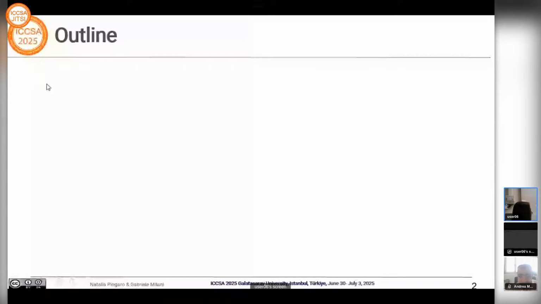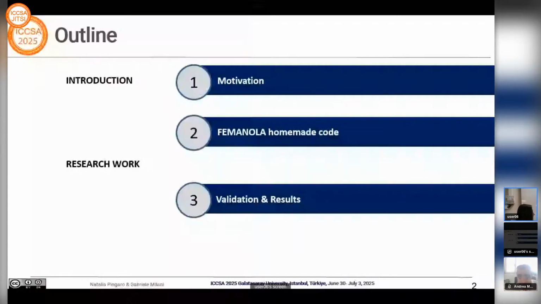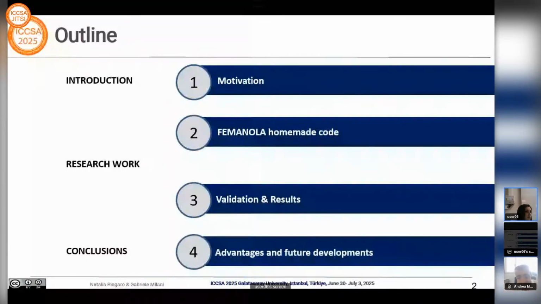Basically, we will start with an introduction regarding the motivation behind such a research. Then the research work, which is subdivided in explaining the theoretical background of Femanola, a homemade code, and then this code will be validated using a benchmark available in the literature and related to a masonry wall subjected to soil settlement, for which both experimental and numerical results are available. And finally, I will draw some conclusions with the advantages of the procedure and possible future developments of the work.